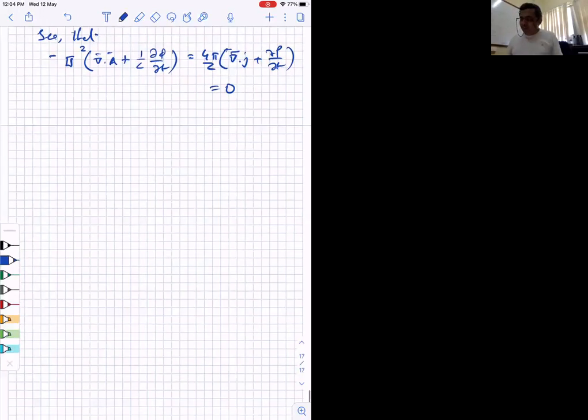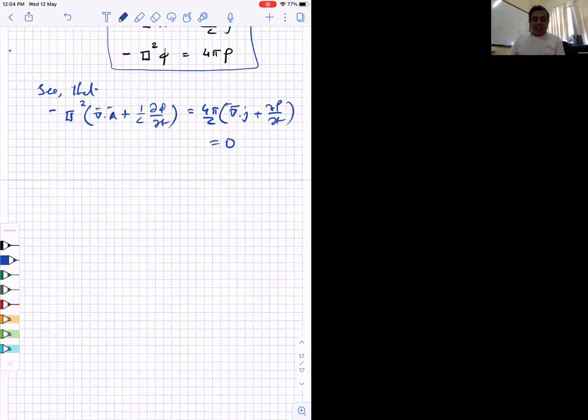So now let's see where we can use the Lorentz gauge.